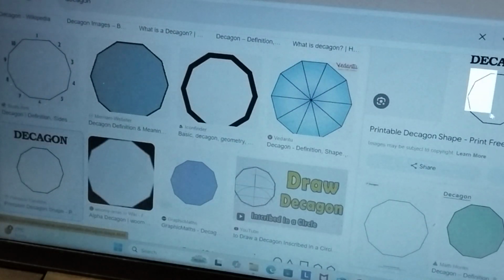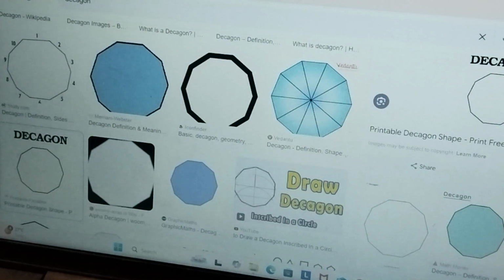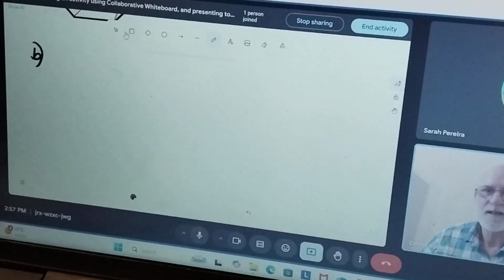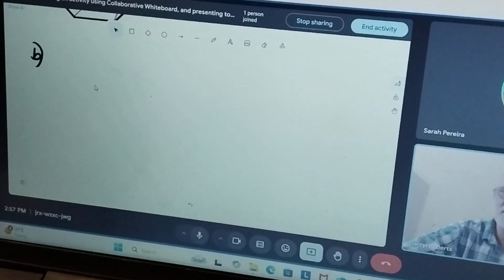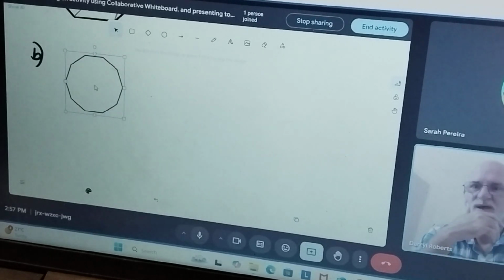Why does my computer take so long to do the print screen thing? Right. Copied. Get the little pointy arrow. There we go.